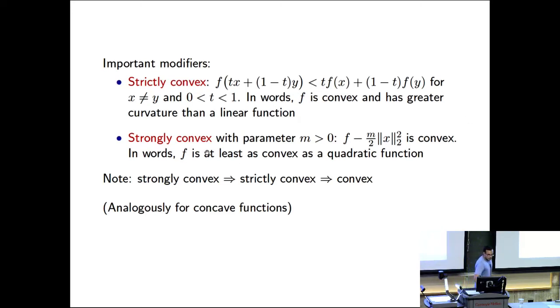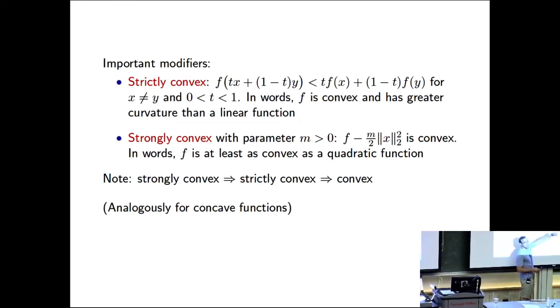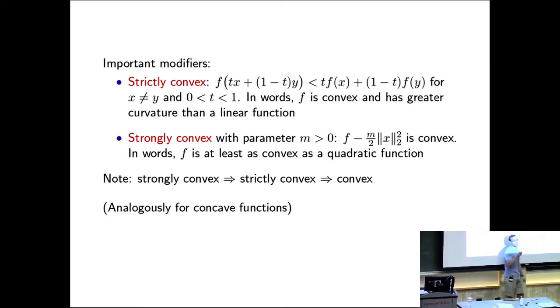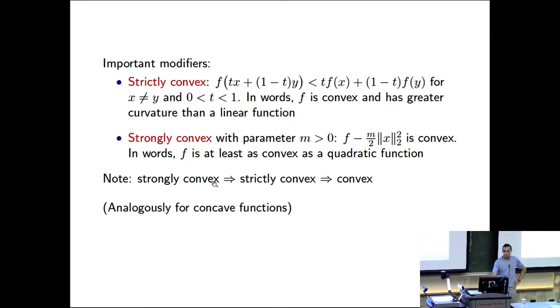Strongly convex is another important modifier, and it's an even stronger condition than strict convexity. So that's how you can remember it. It means that if I were to subtract off a quadratic function from f, it's still convex. Here m is a parameter, so we say that f is strongly convex with the parameter m. It's a positive number. And this is the 2 norm of x squared, so it's the sum of xi squared. If I can subtract off this quadratic function from f and it's still convex, then we call it strongly convex. Sometimes we say it's m strongly convex to emphasize that this parameter m.